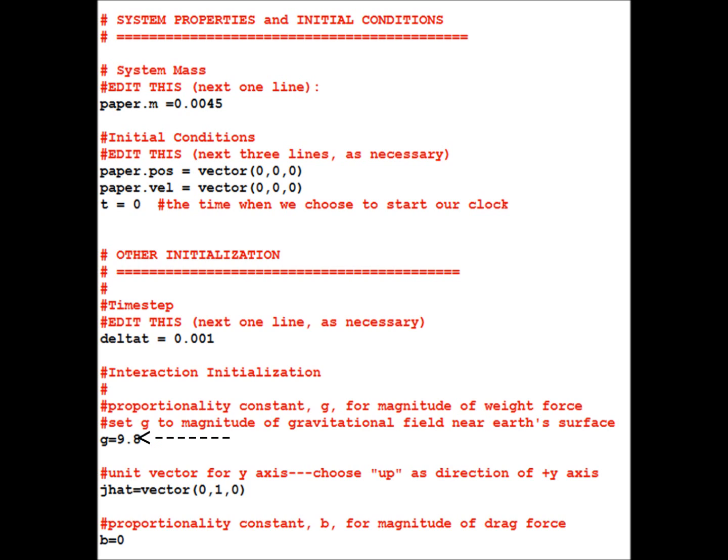Earth's gravitational constant, or little g, also had to be specified because this is the basis for the net force acting on the paper. The unit vector j hat was initialized. This was essential information necessary to establish that the object moves in the y direction.